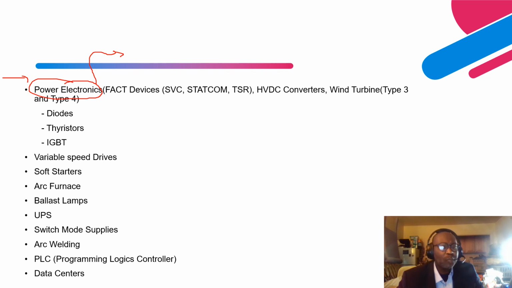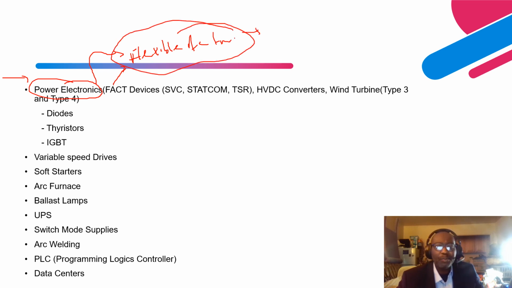The first one is flexible AC transmission devices, FACTS devices. Basically, the advent of these devices was to improve the reliability of the transmission network and ensure its stability. On the other hand, these devices end up producing a lot of harmonics that need to be mitigated.